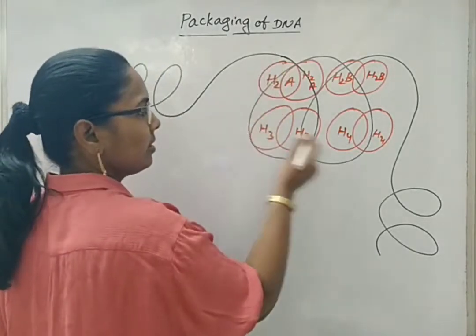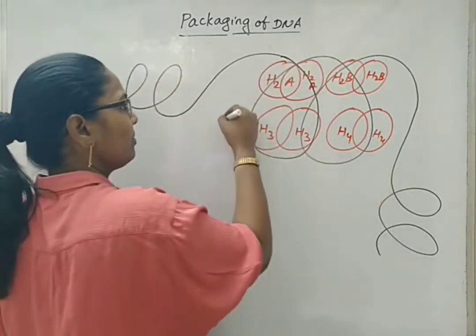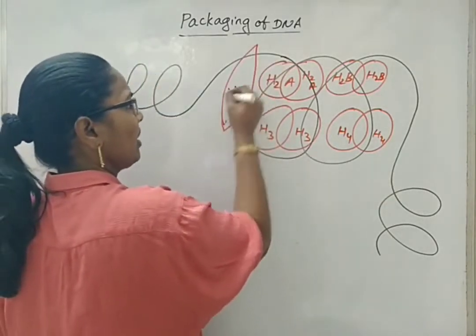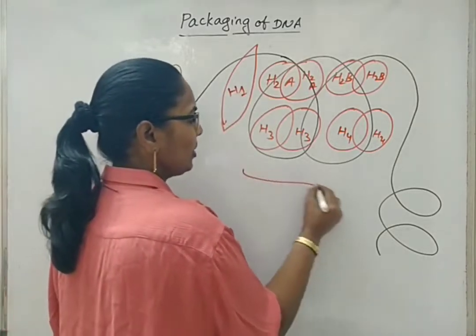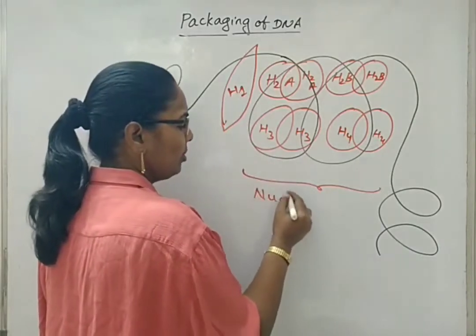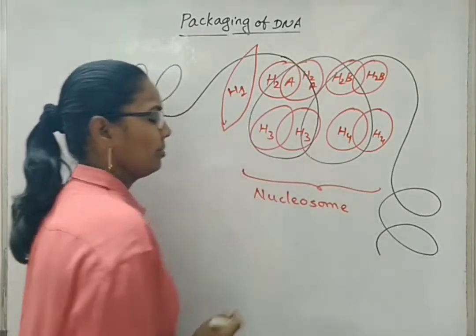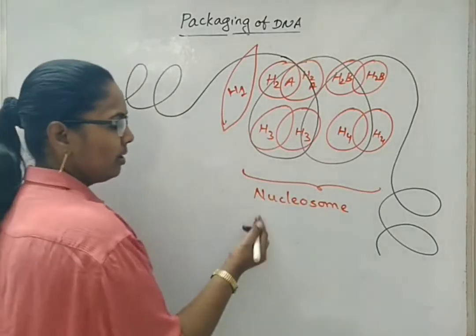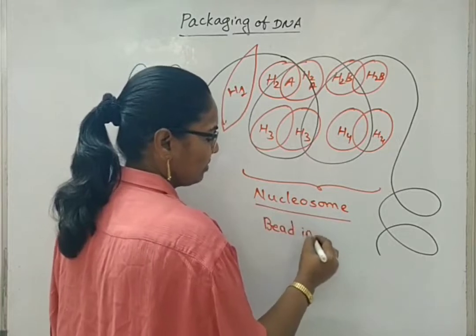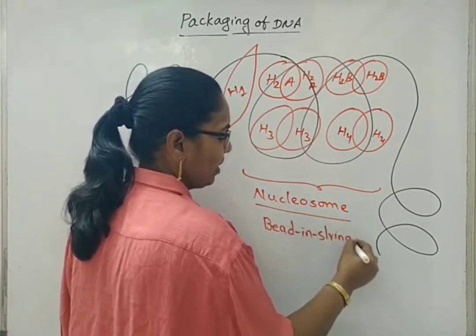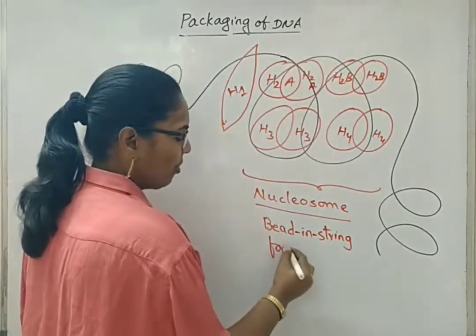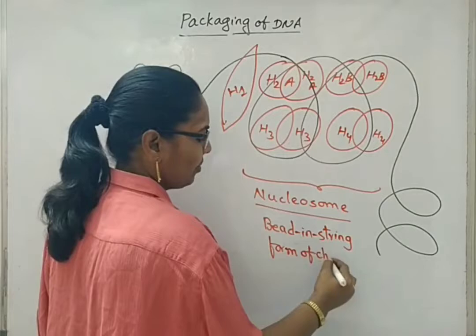Then where is the existence of H1? H1 is outside the coiled complete structure. This is H1. This complete structure of histone octamer plus DNA is called as nucleosome. Nucleosome is also called as bead in string. We also call nucleosome with another term, that is bead in string, form of chromatin.